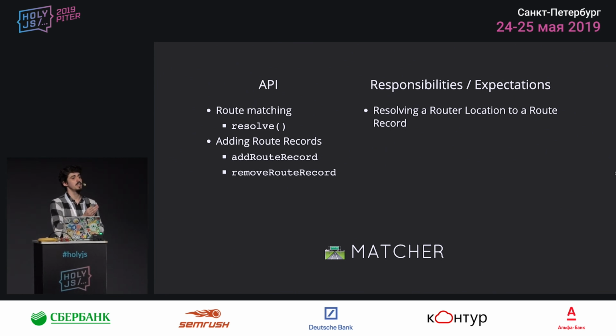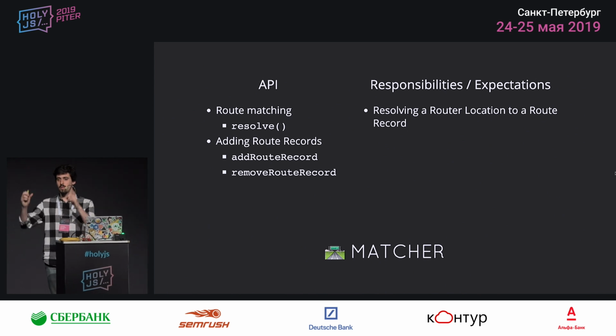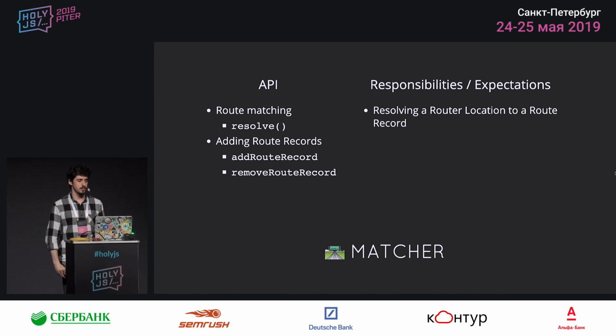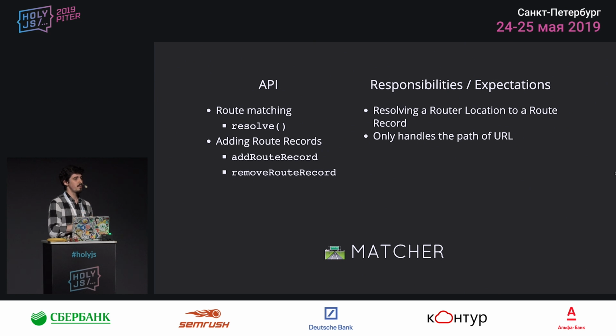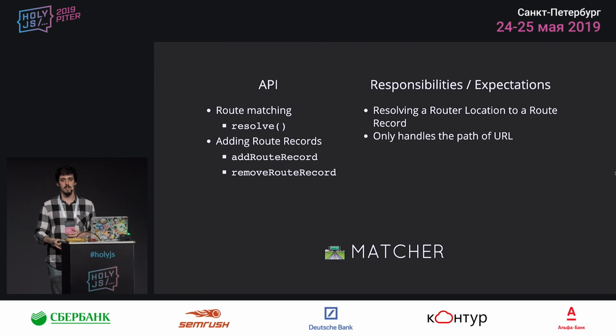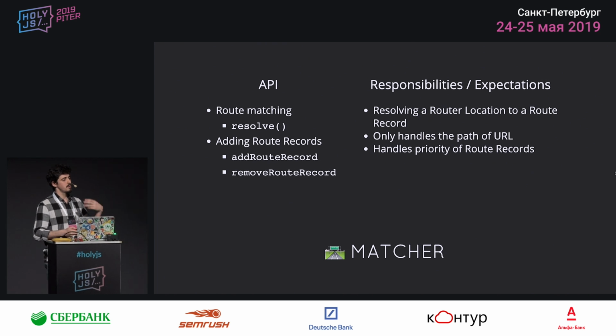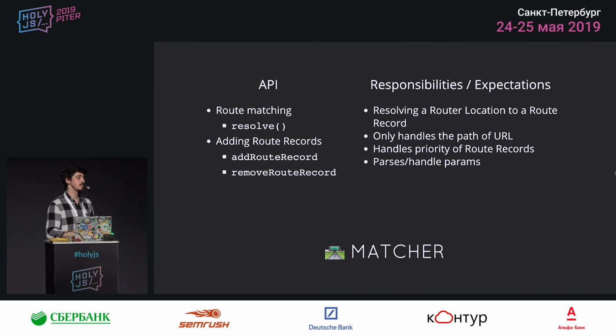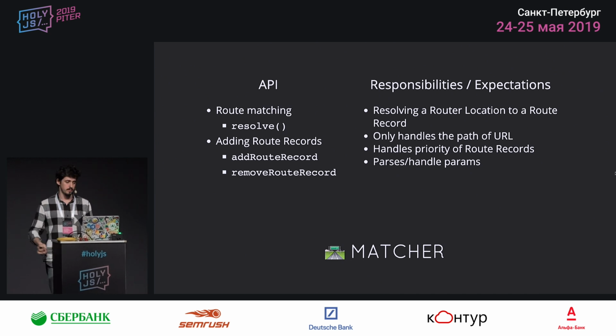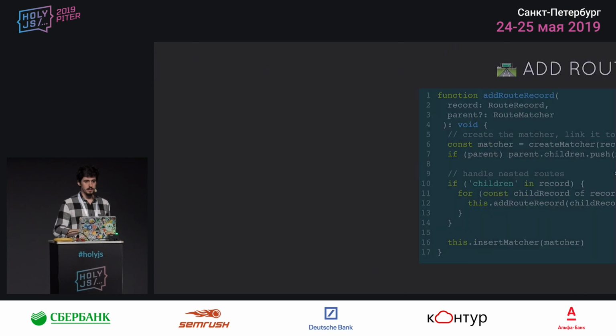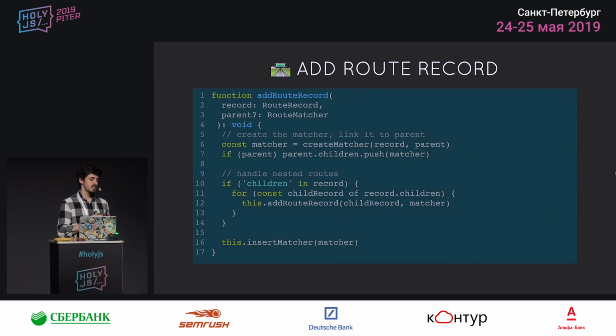Now, the record is what we specify in the constructor of the router, with the path, the component, and maybe a guard, if we want to. And then we have handling the path of the URL. The matcher shouldn't care at all about the query nor the hash. That's the history's responsibility. So it will be able to handle the priority of the route records to match the one that is important, and then it will parse and handle the params. So if you have a URL like user/1/edit, it will give you an object of params with the ID: 1 as a string.